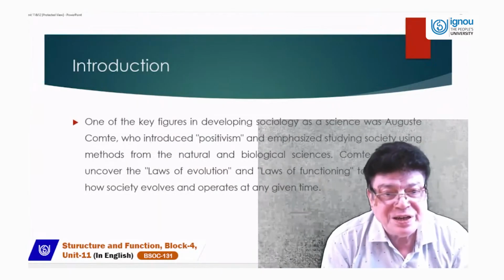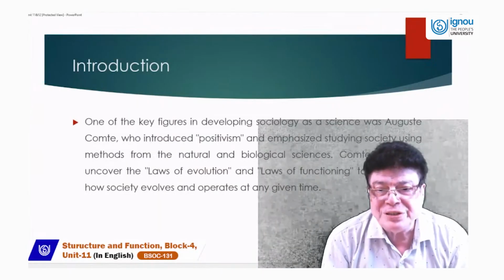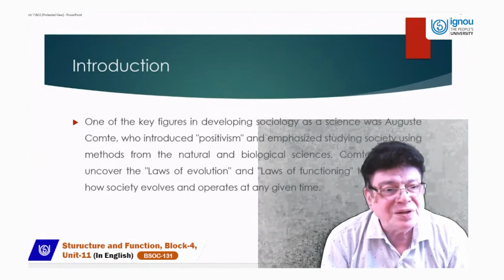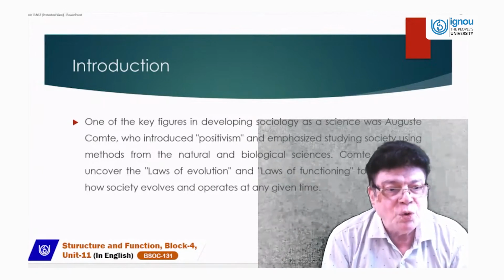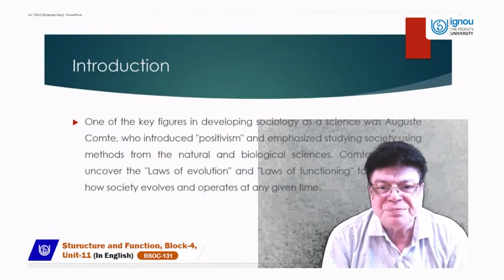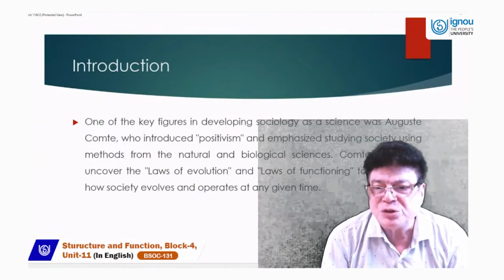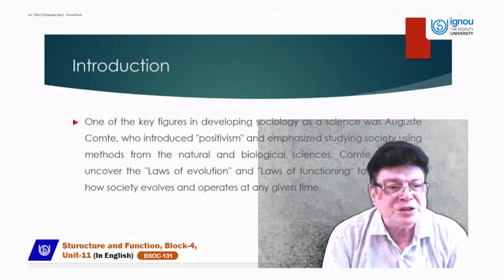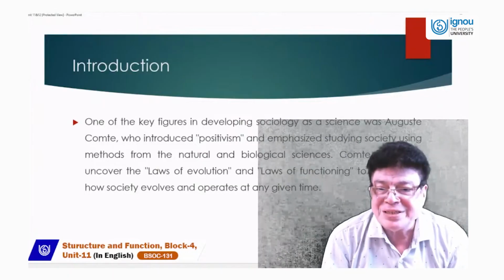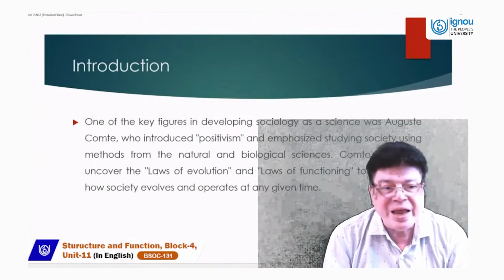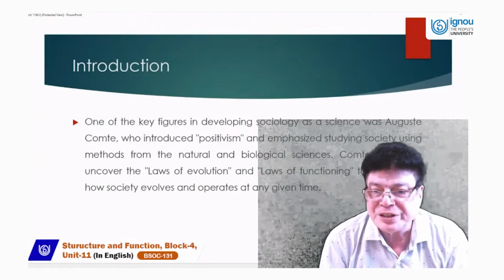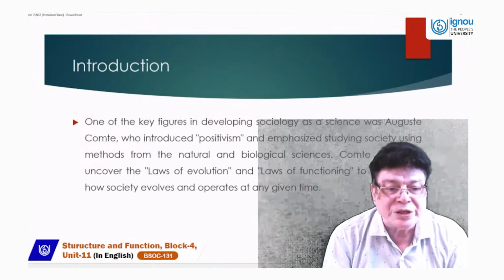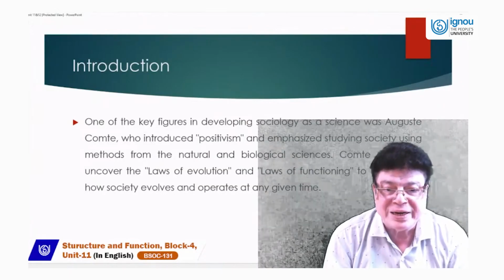One of the key figures in developing sociology as a science was Auguste Comte, who introduced positivism and emphasized studying society using methods from the natural and biological sciences. Comte aimed to uncover the laws of evolution and laws of functioning to understand how society evolves and operates at any given time.